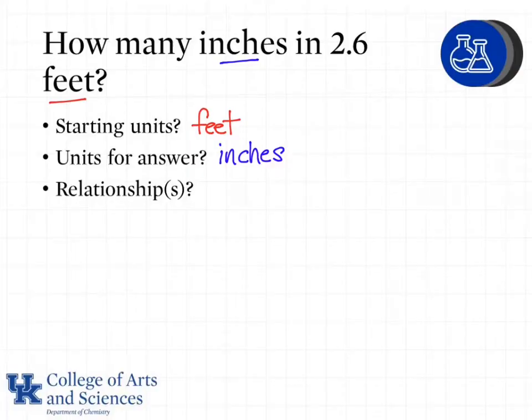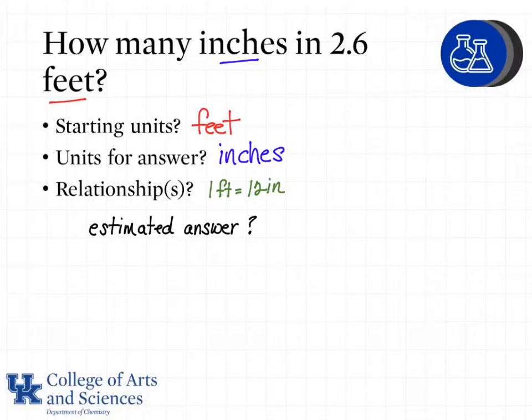Next, we need to think about any relationships we know between feet and inches, and we know that 1 foot equals 12 inches. Next, we want to estimate what our answer might be. We know that 2 feet is 24 inches and 3 feet is 36 inches, so we know that our answer is going to be somewhere between 24 to 36 inches.